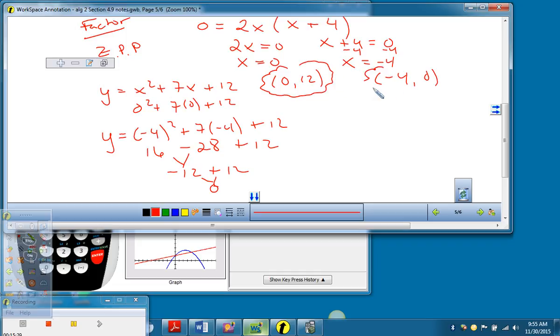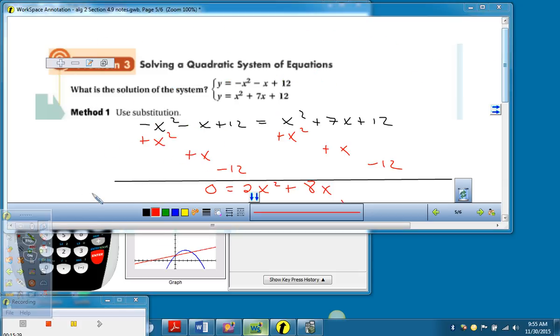Okay? On some of them, you will not be able to factor, and you'll have to do either quadratic formula or completing the square. Any questions on that one? Okay. Almost done. All right.